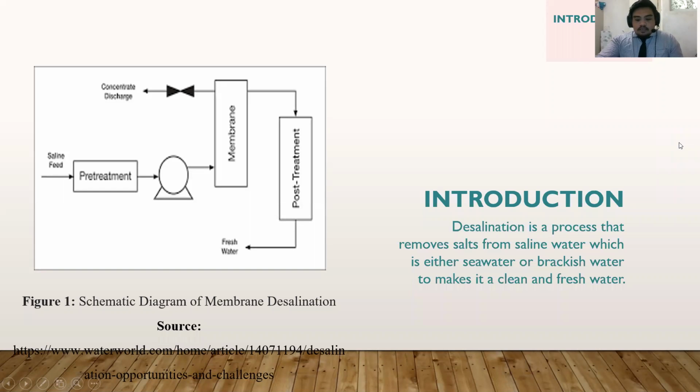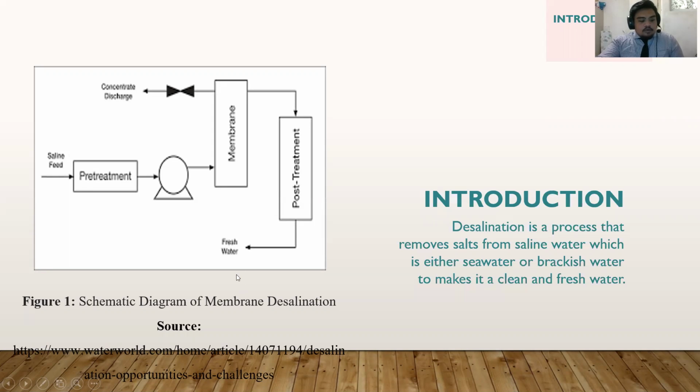Firstly, for the introduction part, desalination is a process that removes salts from saline water, which is either seawater or brackish water, to make it clean and fresh water. Here, I got a figure showing the schematic diagram of membrane desalination.